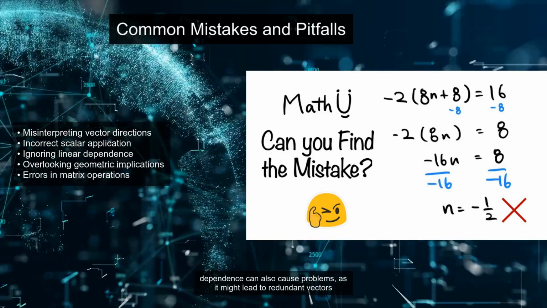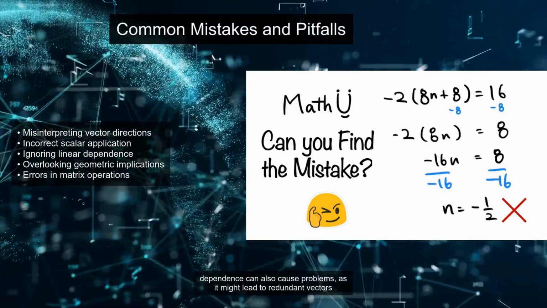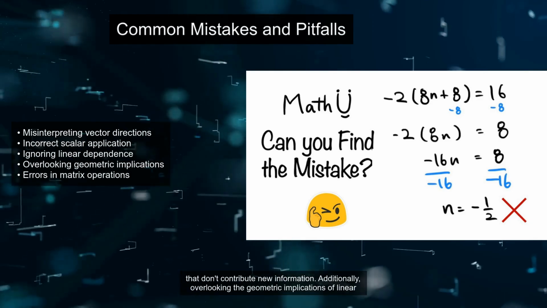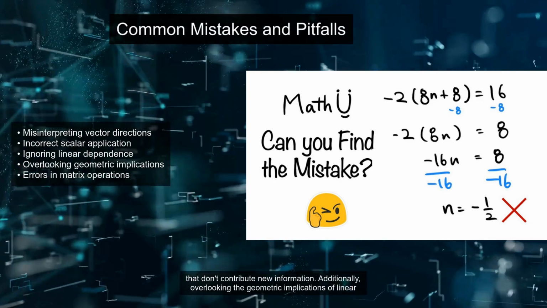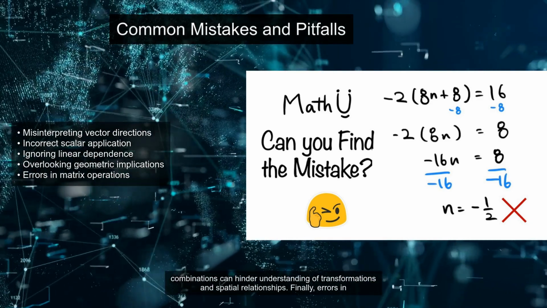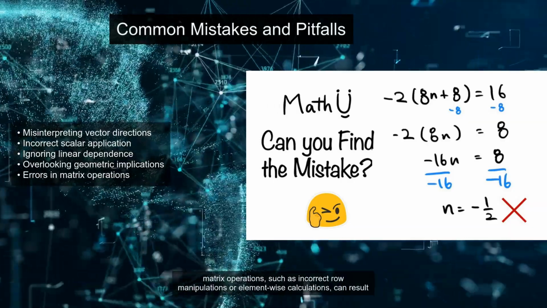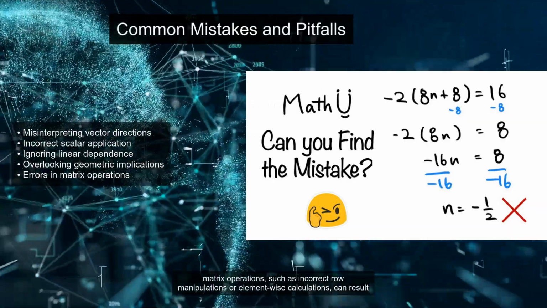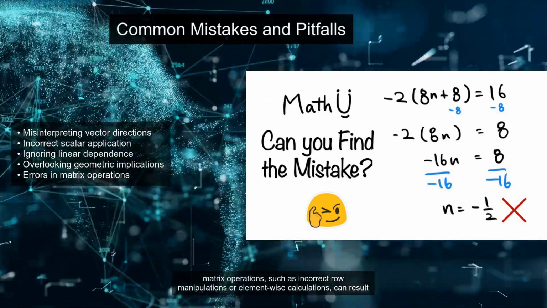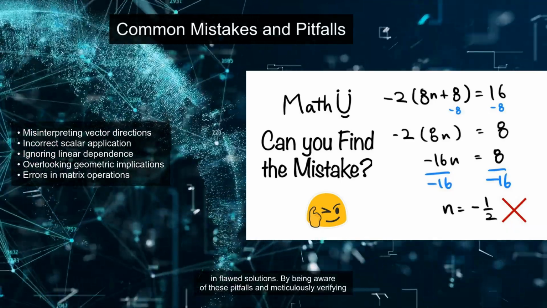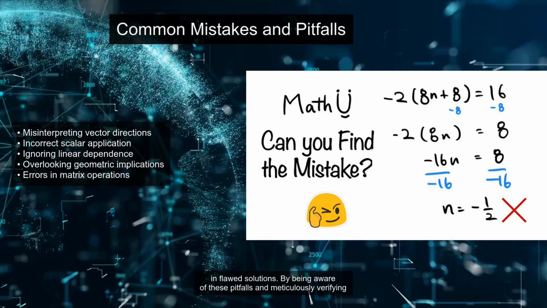Neglecting the concept of linear dependence can also cause problems, as it might lead to redundant vectors that don't contribute new information. Additionally, overlooking the geometric implications of linear combinations can hinder understanding of transformations and spatial relationships. Finally, errors in matrix operations, such as incorrect row manipulations or element-wise calculations, can result in flawed solutions.